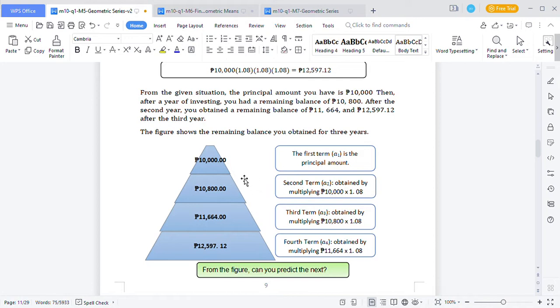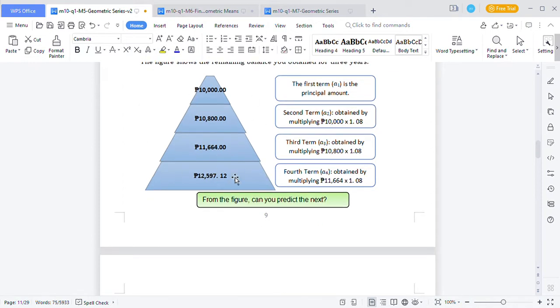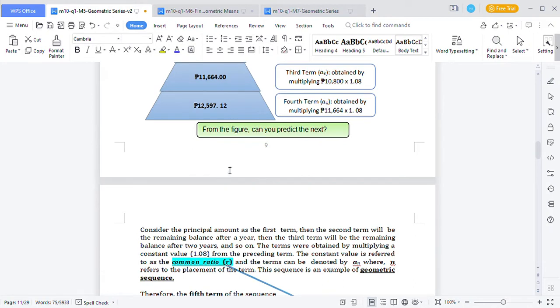So you have there 10,000 pesos, which is your principal amount, or you could also consider that as your first term. Your second term is 10,800. So why did you get 10,800? You obtain that by multiplying 10,000 by 1.08. And then you obtain the third term by multiplying 10,800 by 1.08. And then you obtain the fourth term by multiplying 11,664 by 1.08. That is how you get the fourth term.